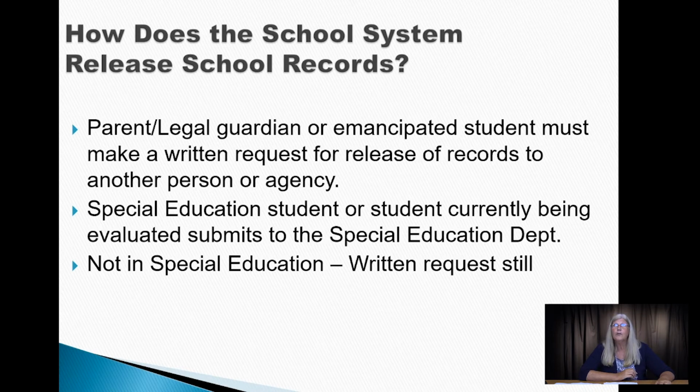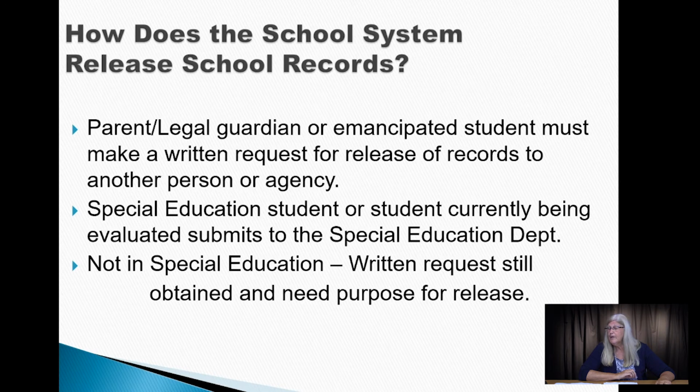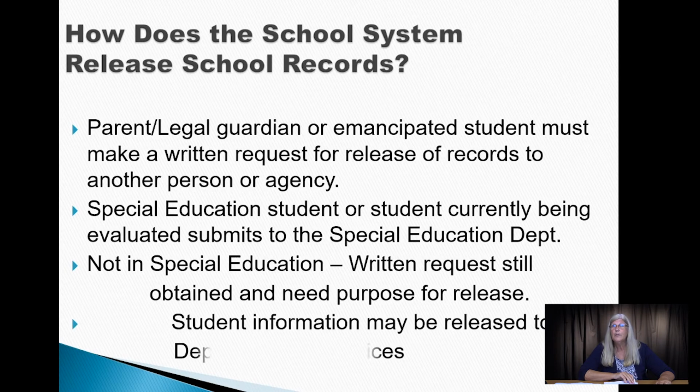Your parent, your guardian, your emancipated student, they must make a written request for the release of their records to another agency or to another person. Special education students or students currently being evaluated submit to the special education department. That's normally your director of special ed. And if they're not in special ed, the written request is still obtained and needs the purpose for the release. The student information may be released to the Department of Social Services.